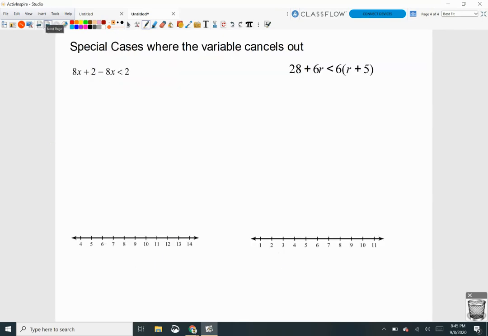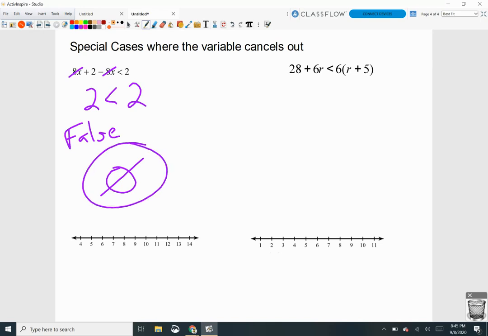Okay. The other special cases happen when the variable cancels itself out. These happen when you solve an equation too, but it's a little more obvious when you're solving an inequality. So you go through the process exactly the same. Combine like terms, subtract, divide, all that jazz. So when I combine my 8x's here, well, 8x minus 8x cancels out, and I'm left with this statement. 2 is less than 2. That makes no sense. That is a false statement. So what that means is we have no solution to this inequality. Nothing works as an answer.